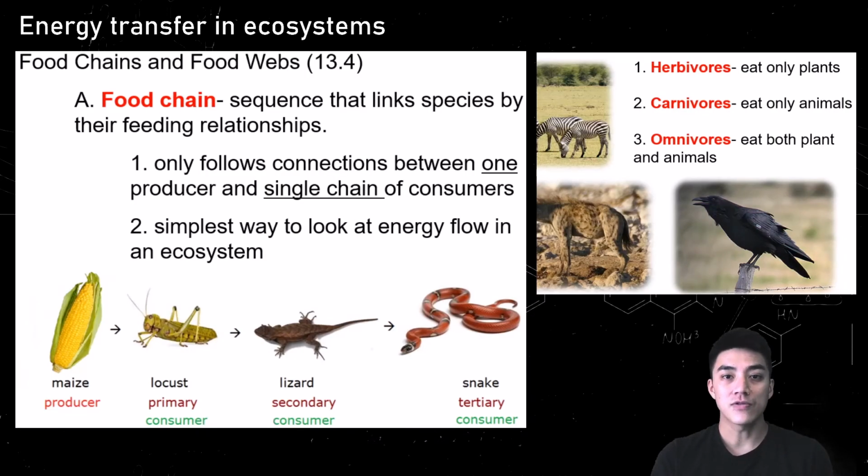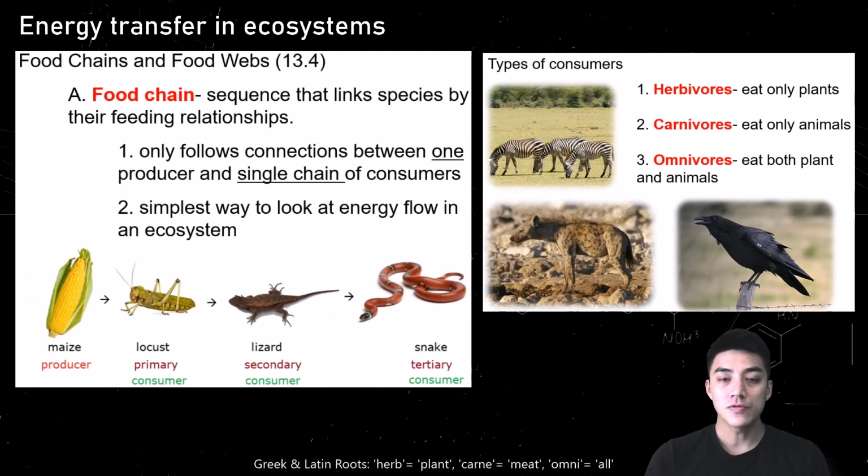Let's understand the difference between a food chain and a food web. So in a food chain, you're really only looking at the relationship from one producer to a single chain of consumers. So in that picture there, you have corn or maize, which is a producer, and it makes food for a primary consumer, followed by a secondary consumer, and finally a tertiary consumer. So it's the simplest way to look at energy transfer in an ecosystem.